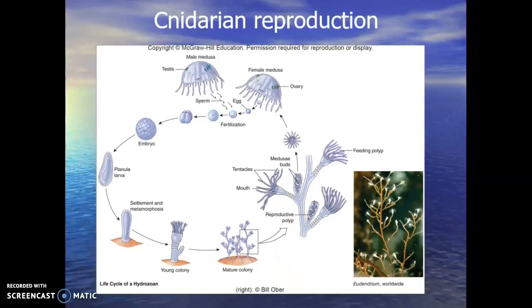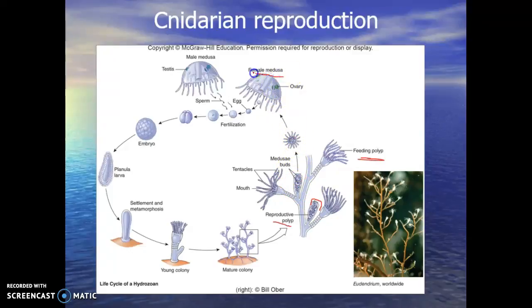So here's a much better picture showing a hydrozoid type of cnidarian that goes through sexual reproduction. This one has two different types of polyps. One of the polyps is going to be a feeding polyp because it has tentacles. The other polyp is a reproductive polyp because it has these little buds here, and those are the medusa that are being produced. Those get released.